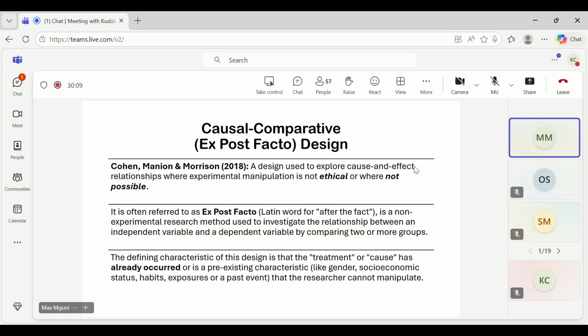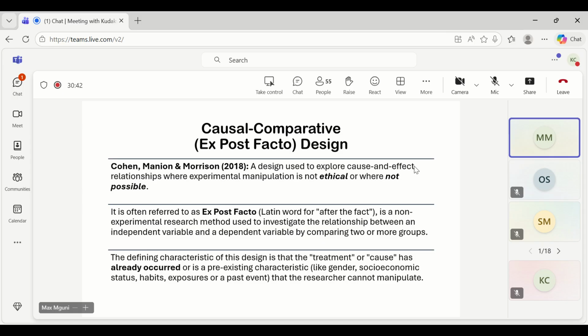It is a non-experimental research method used to investigate the relationship between an independent variable and a dependent variable by comparing two or more groups. The defining characteristic of this design is that the treatment or cause has already occurred. So people have already been exposed. People have already smoked the cigarettes. People have already worked in the mine. And or it is a pre-existing characteristic like gender or socio-economic status, habits, exposure to a past event that the researcher cannot manipulate.